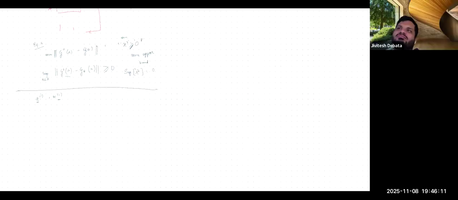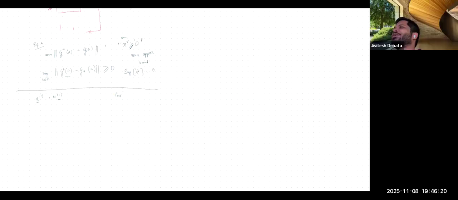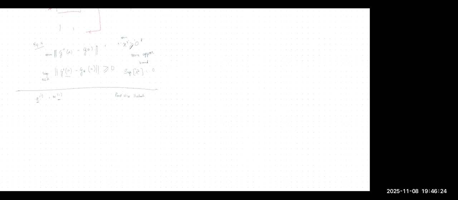Quantizing something, quantizing a continuum, maybe. Quantizing a continuous space is what we will always read. Any function, yeah. You can think of it like that.